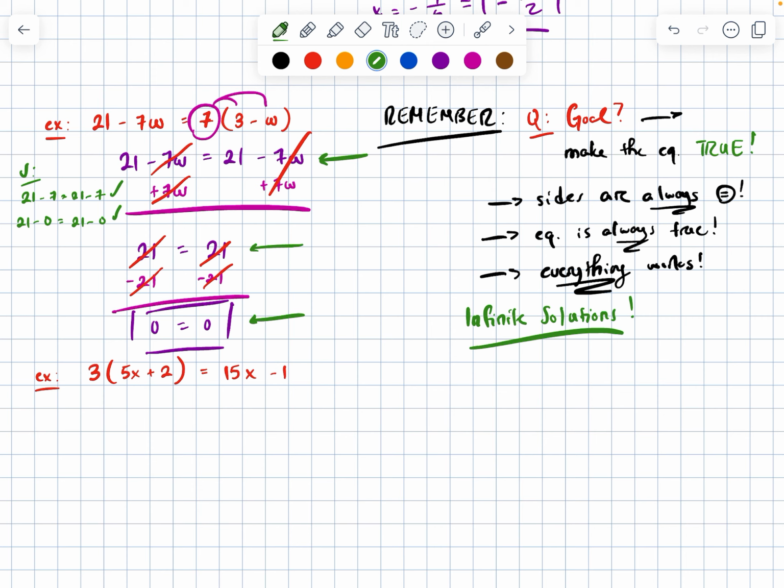So there are infinitely many answers to this question. I could take any value, a decimal, a fraction, a negative number, 0. All of those would make this equation true.